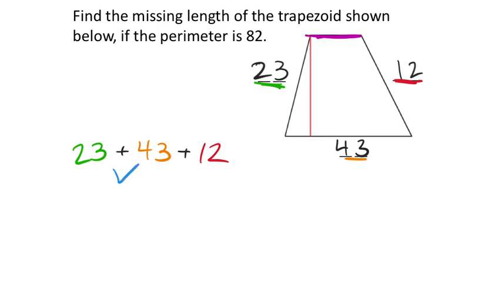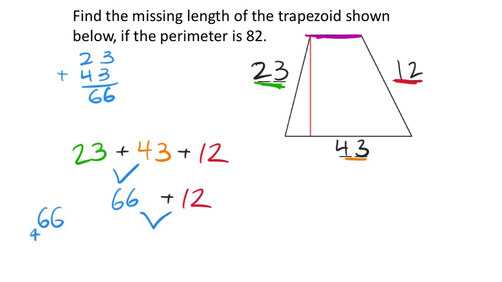So 23 plus 43. 3 plus 3 is 6. 2 plus 4 is 6. 66. And then plus the 12. So 66 plus 12. 6 plus 2 is 8. 6 plus 1 is 7. 78. Okay, so the three side lengths that we have add up to 78.